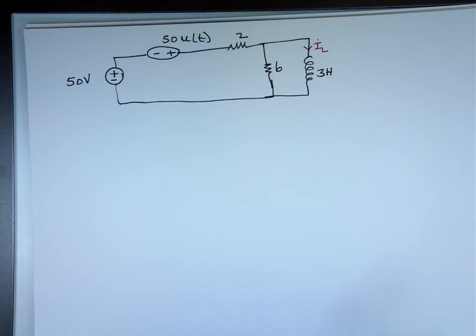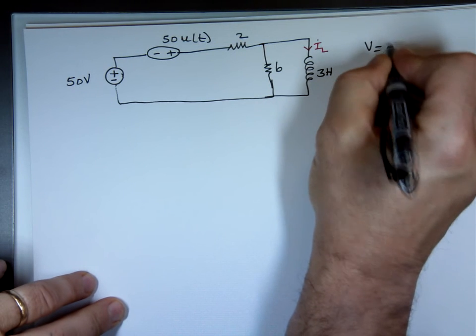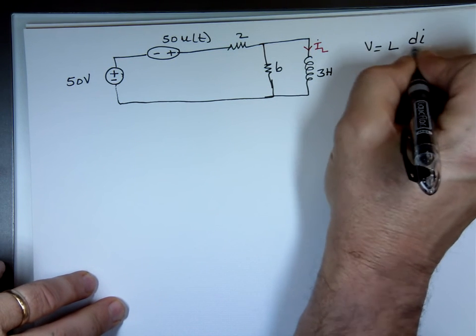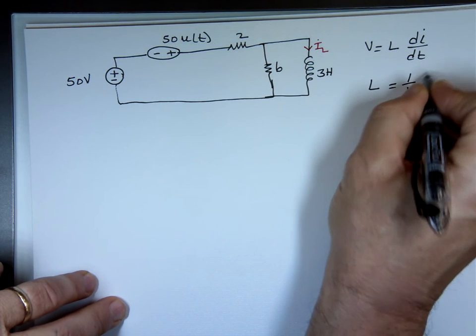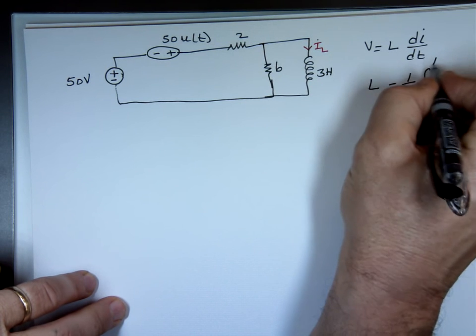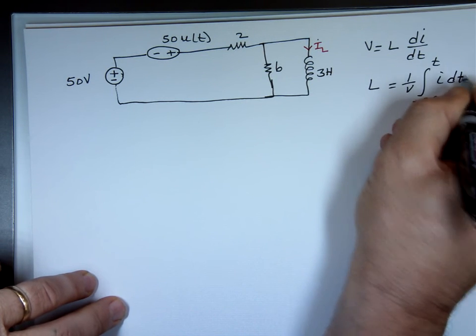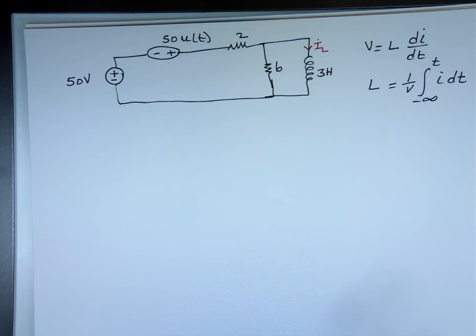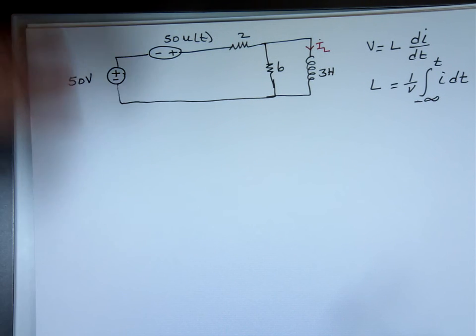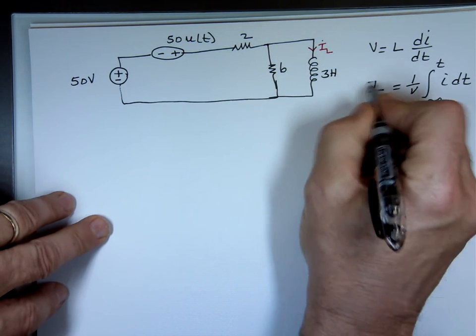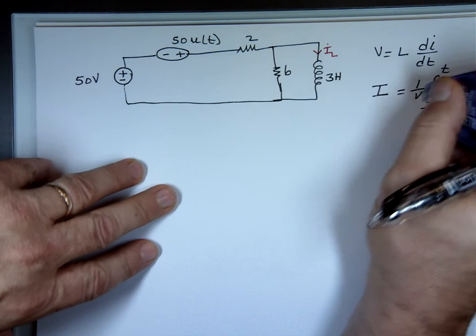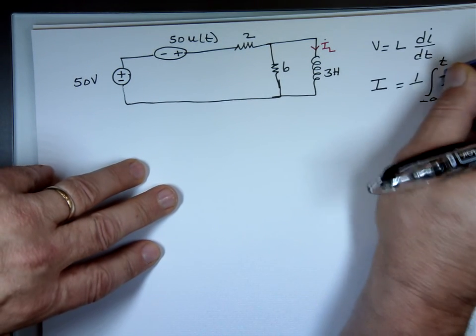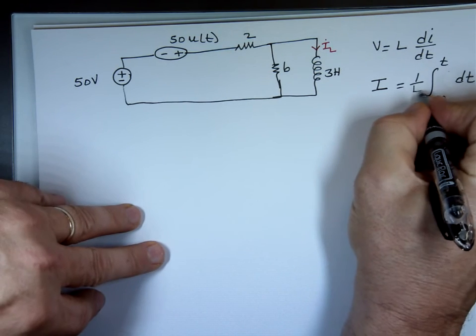For an inductor, V equals L di dt. Or I equals 1 over L, the integral from negative infinity to t, V dt. What did I say? Oh, God. I equals 1 over L, the integral of V dt.